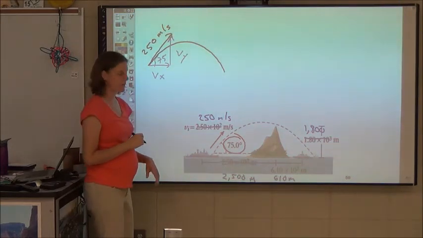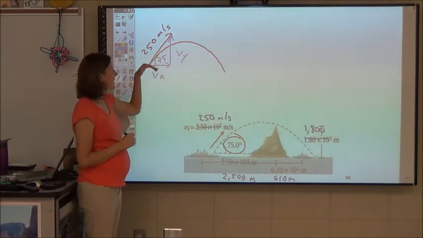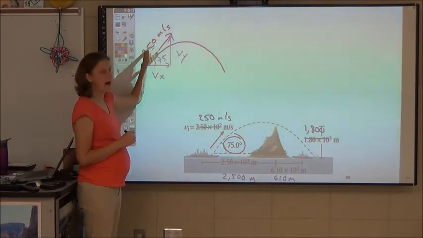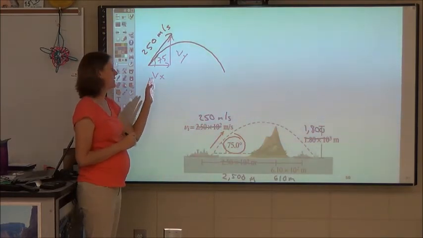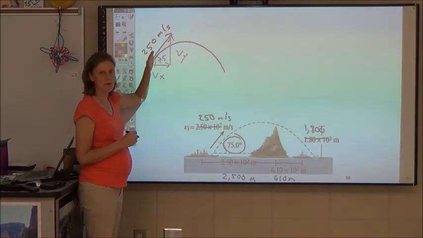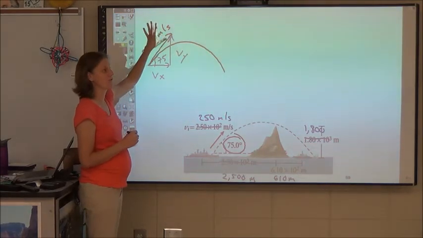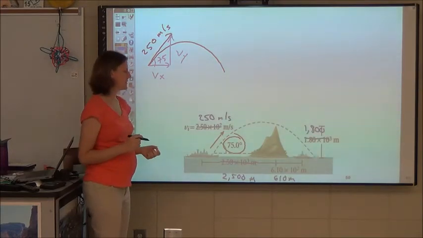And the angle there with the horizontal is 75 degrees. I need to find the components. I will not use the 250 meters per second in the problem other than to know these components. So please, once you find these components, just ignore the 250, remove it from your mind. You only need the components to continue this problem.